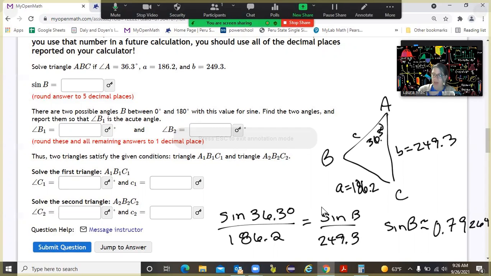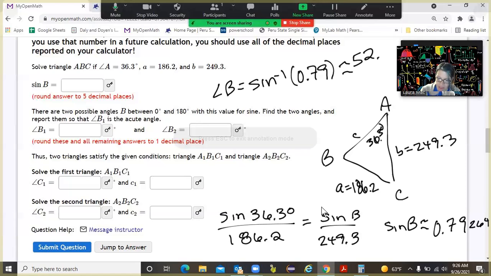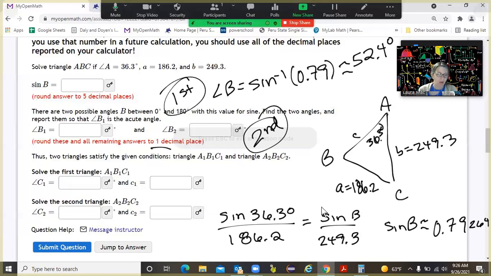0.79264. Okay. So when you put this in your calculator, angle B is going to be the sine inverse of that big old number. I'm just going to put 0.79 for now. Second sine of that answer we just got is 52 point, and here it says just to do 1 decimal place. This would be 52.4 degrees. Now notice, this is the first quadrant answer, right? Let's see what the second quadrant answer would be. We would do 180 minus that, to get into the second quadrant.